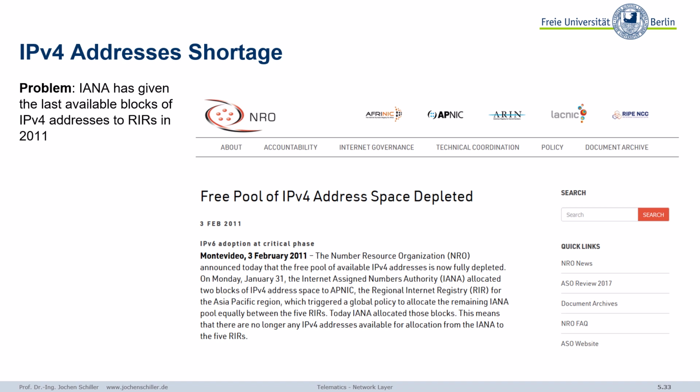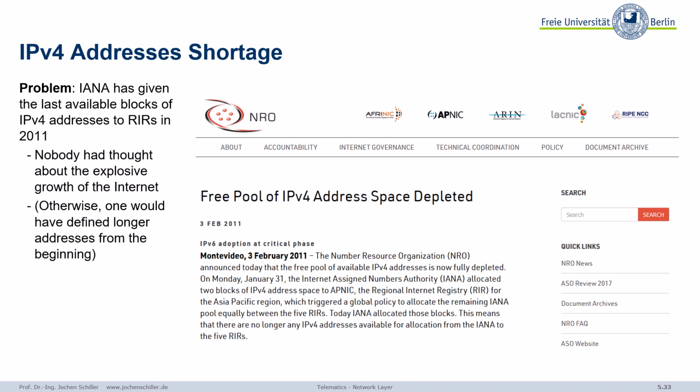Okay, so why did this happen? Nobody thought about this growth of the internet. No one. Otherwise, everyone would have started with more bits and a different way of assigning addresses. So one idea, pretty soon, was to extend the address space. That is one of the motivations for IP version 6, which was standardized in the mid-90s. You see, mid-90s, 15 years earlier. So everyone saw the problem, but it still happened.